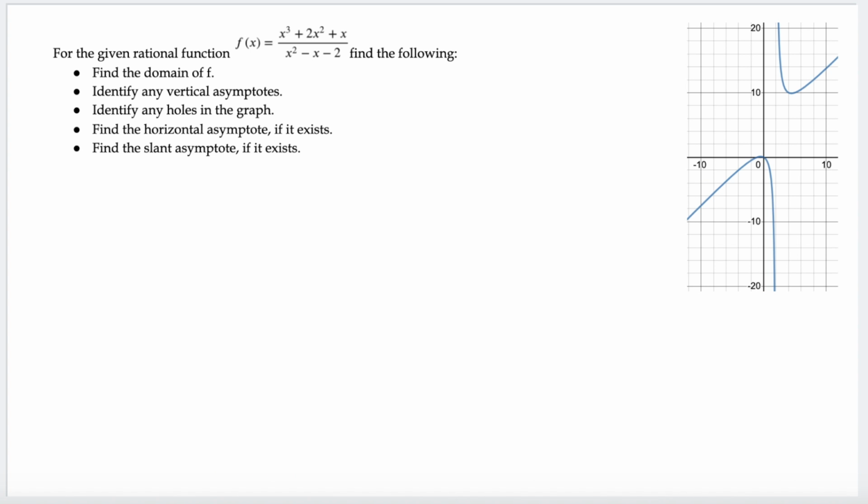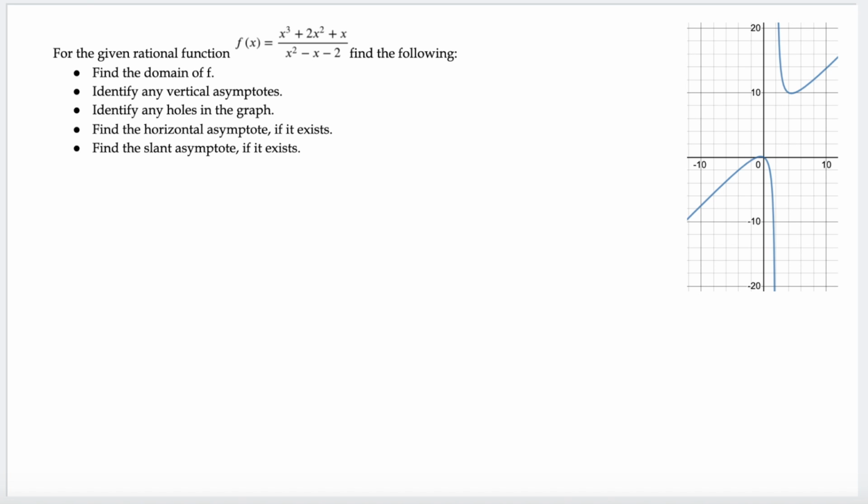Let's move to slide 4 and we'll put it all together. We'll take a look at the domain. We'll identify any vertical asymptotes, any holes, horizontal asymptotes, and if any slant asymptotes exist. Our first example, I have x cubed plus 2x squared plus x over x squared minus x minus 2. And on the far right hand side, I do have the graph of our function here.